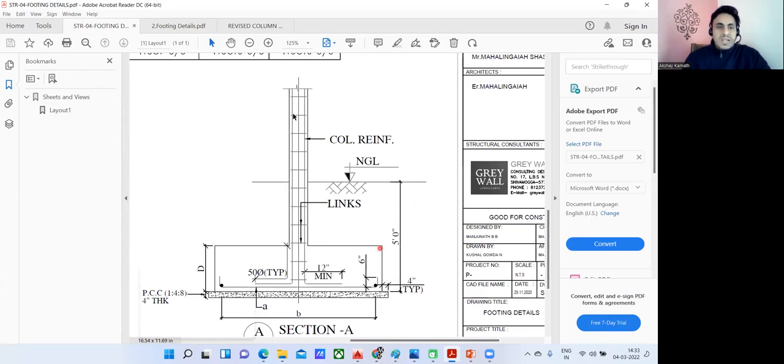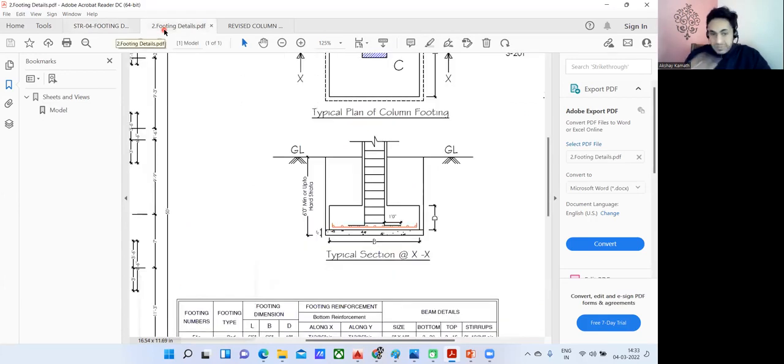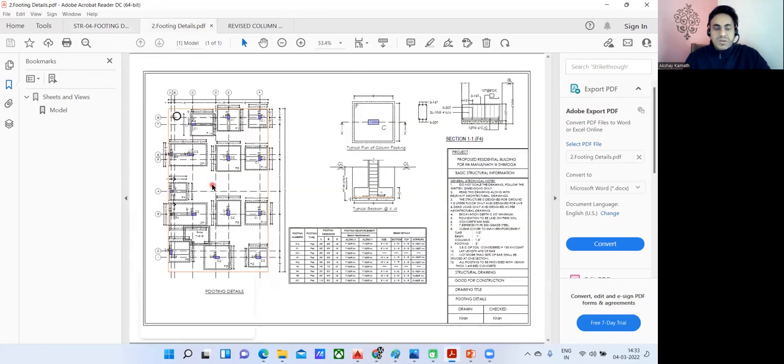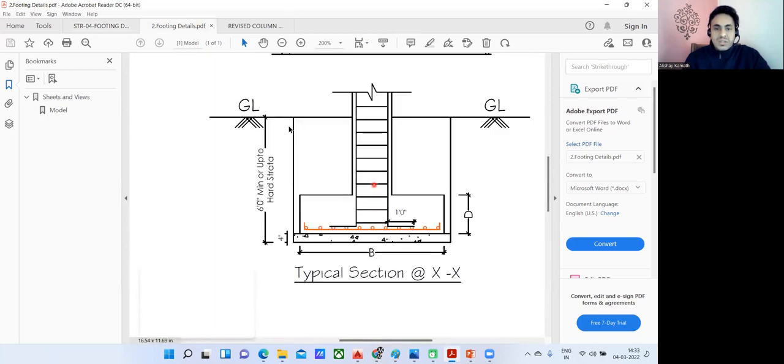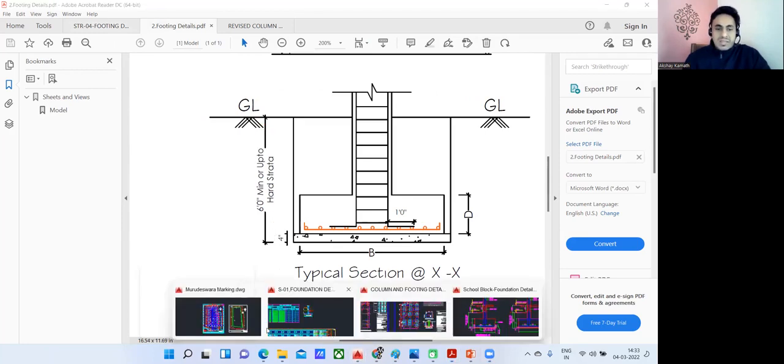In the same way, I'll show you one more drawing. This is one more drawing that I have. And here what is mentioned is GL, it's one and the same. See here they have mentioned GL, that is ground level. From there to the bottom of the PCC, they have mentioned 6 feet minimum or up to the hard strata. That means for this particular building they have found that they want to do excavation up to 6 feet. So you'll do excavation up to 6 feet, right? Got it? Similarly we'll take other cases as well.